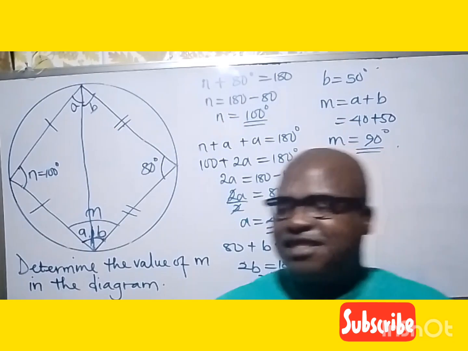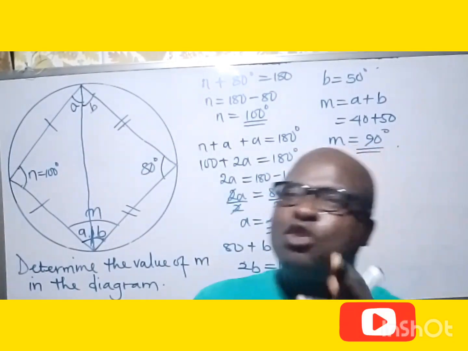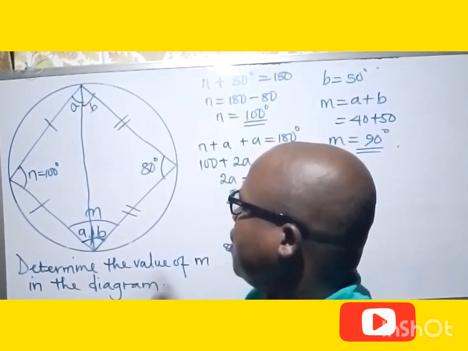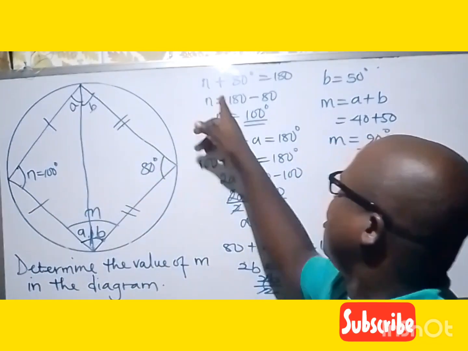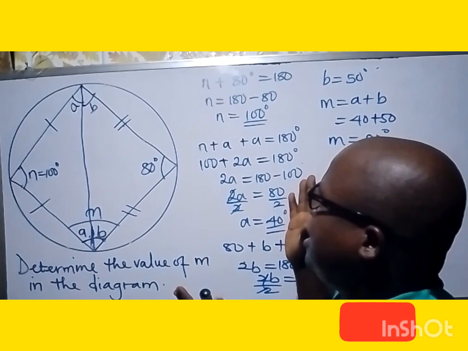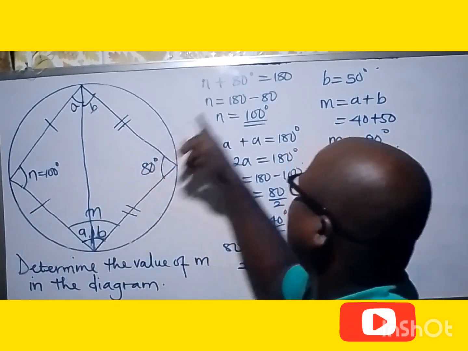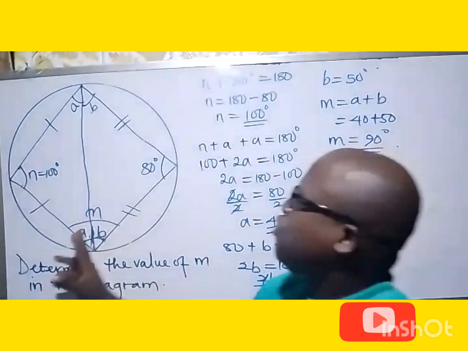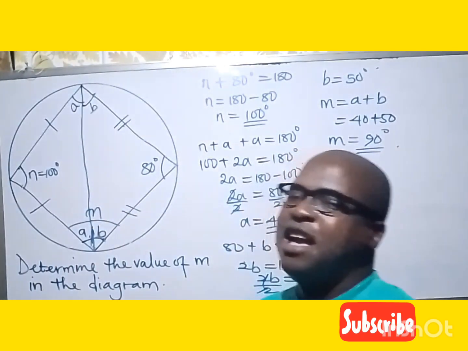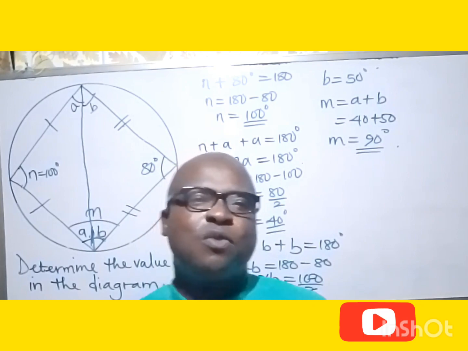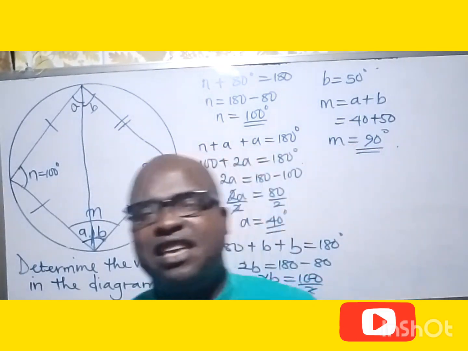As you can see, we applied 3 laws to solve this particular problem. The first one, we considered the opposite angles of a cyclic quadrilateral, whereby when you add this angle and this angle together, you must have 180 degrees. Then we also considered the base angles of an isosceles triangle, and the last one, which is the sum of angles in a triangle.